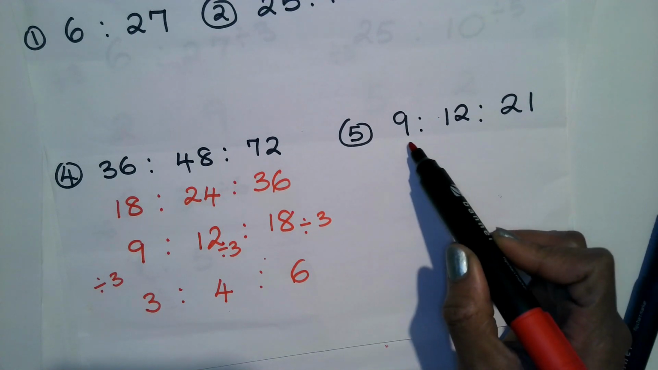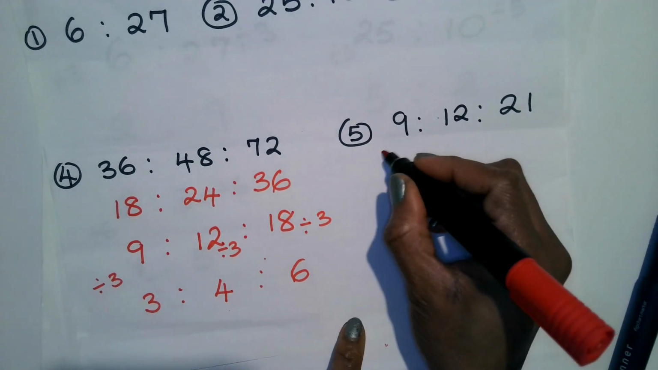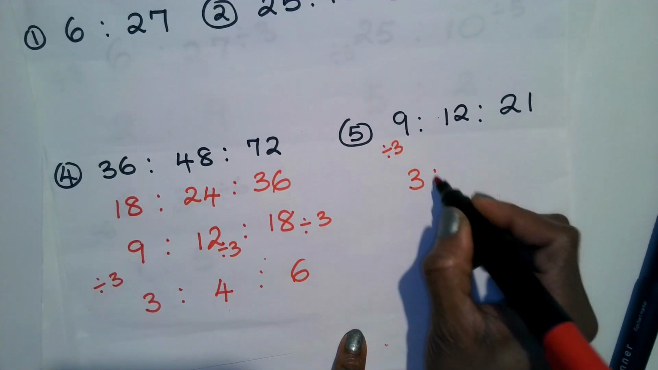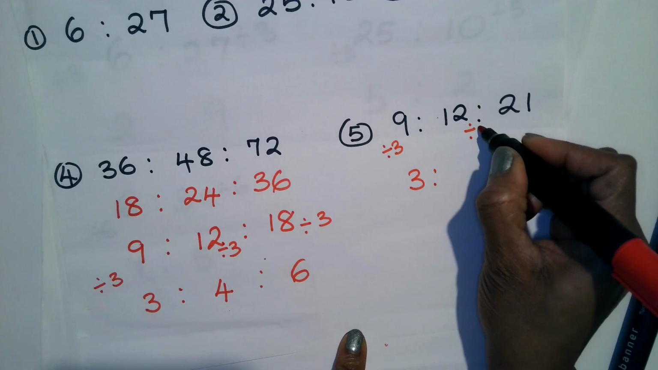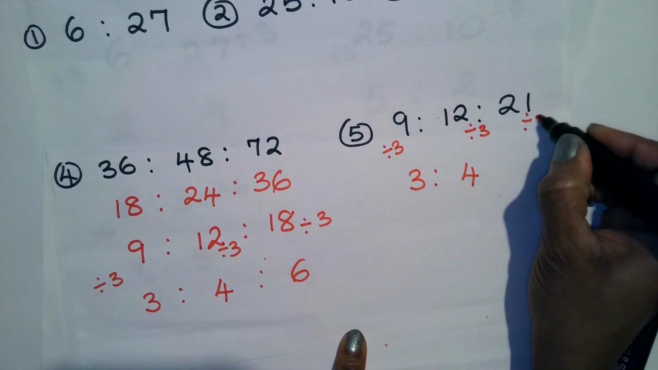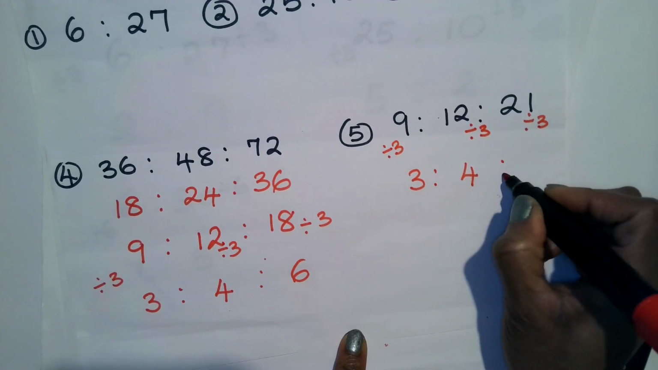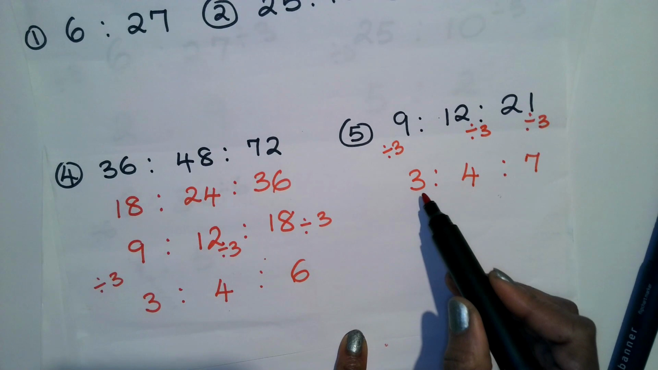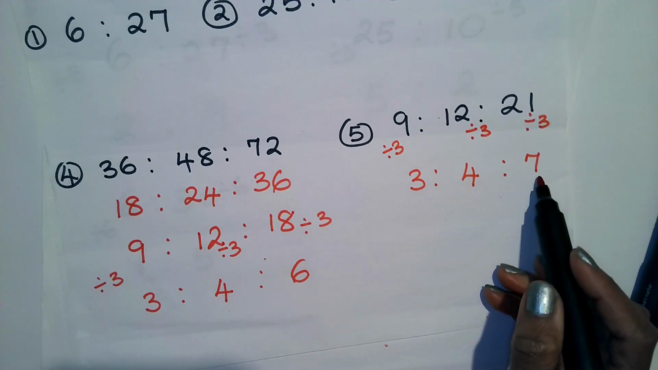So we know that we can find 9 in the 3 times table, giving us 3. We can find 12 in the 3 times table, giving me 4. And then we can find 21 in the 3 times table, giving me 7. So the answer to this will be 3 is to 4 is to 7.